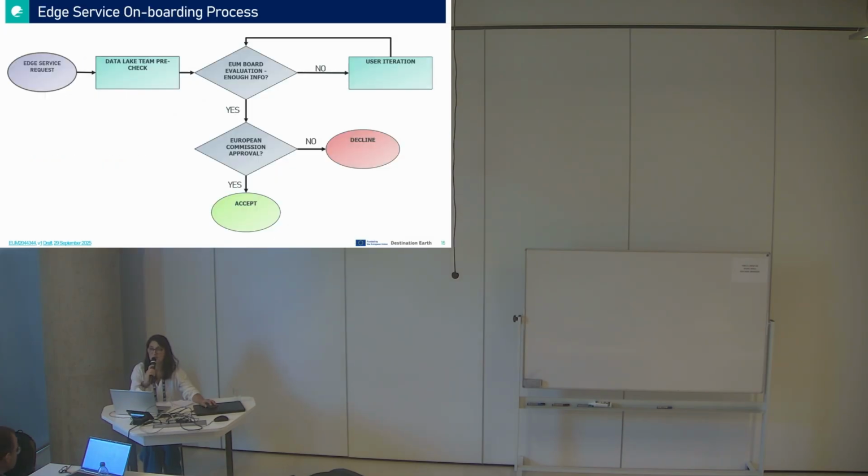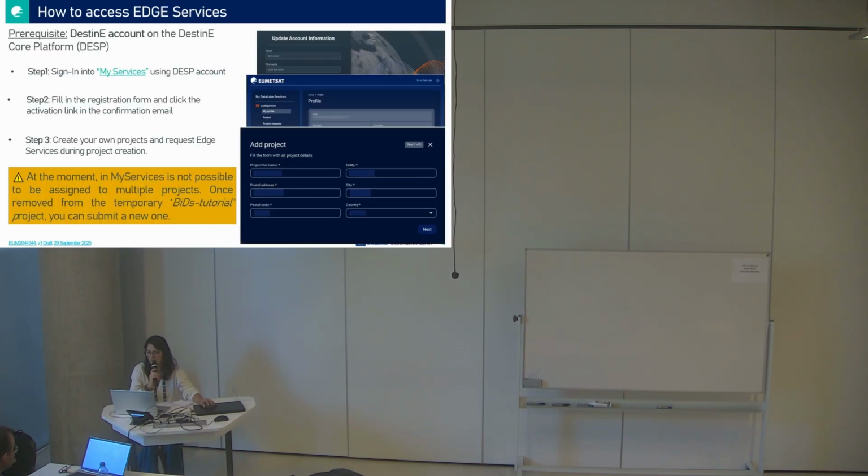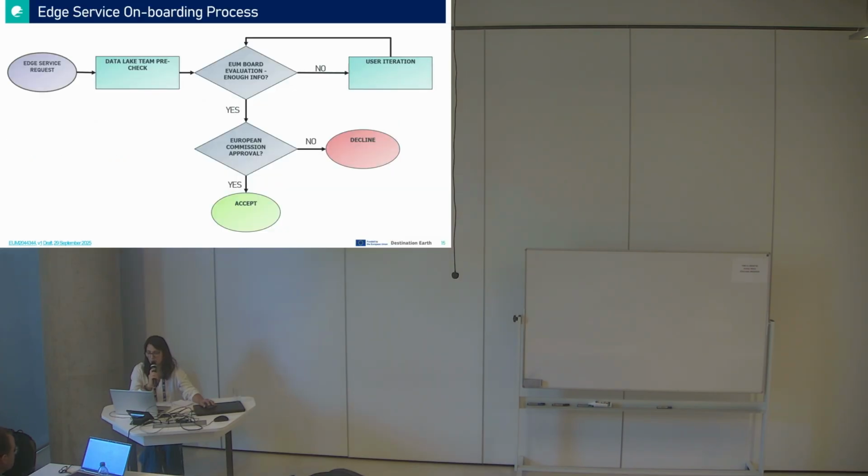What is the process for having this accepted? The normal one, because as we said before, let me come back here. So at the moment, this application does not allow to have multiple projects, so you need to be removed from this temporary one to submit your project.